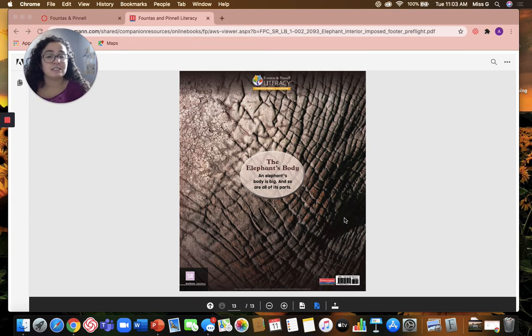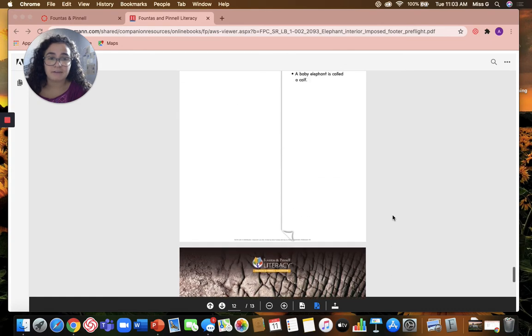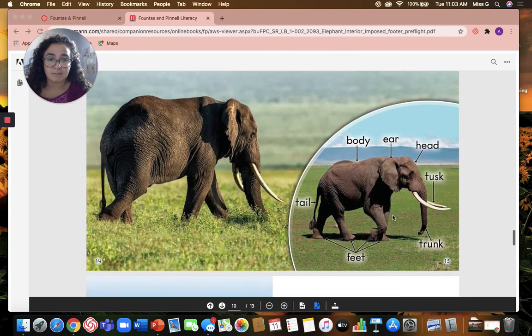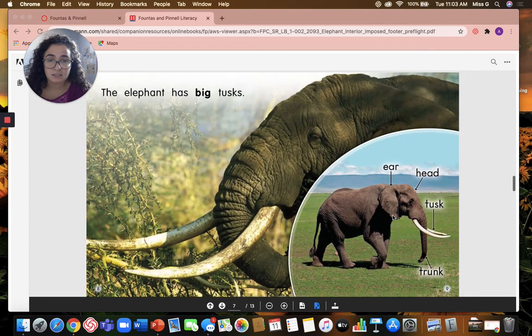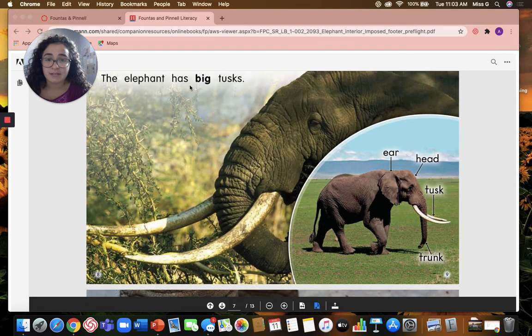That was an interesting book. I definitely learned a lot. What was your favorite part to learn about the elephant? I think my favorite page was reading about the tusks. Let's go back and find it. Tusks. The elephant has big tusks. Its tusks look almost as long as its trunk. Very cool.